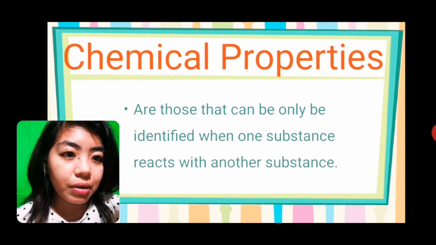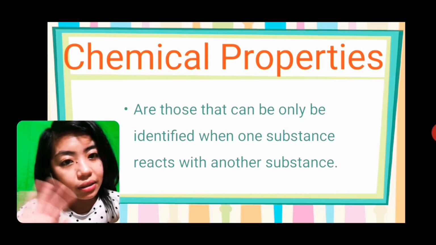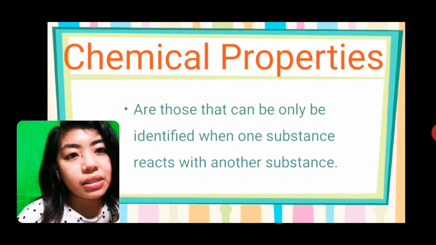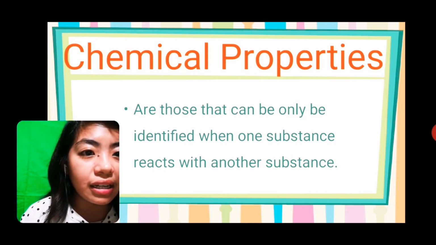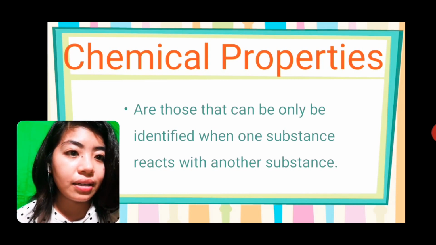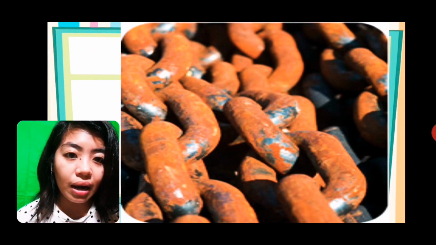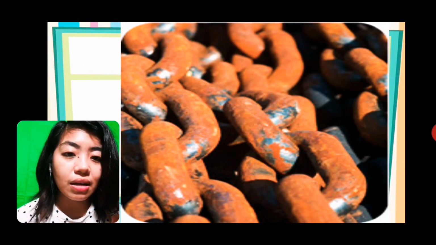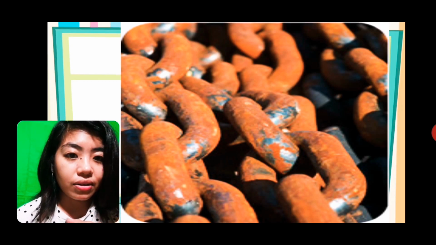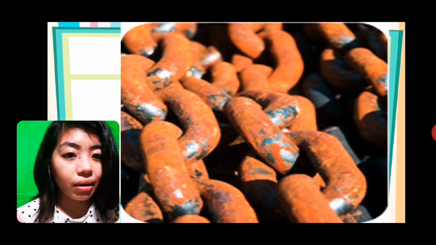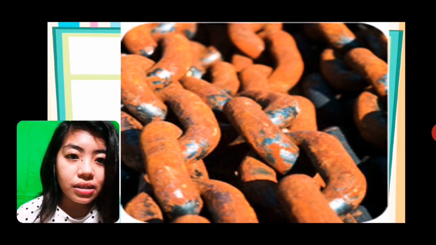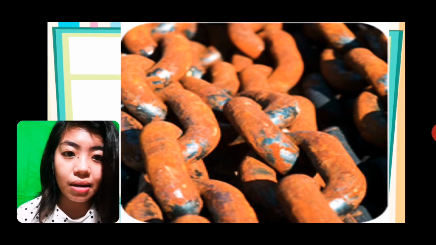Next are the chemical properties. What I mentioned before this slide are all physical properties. Chemical properties are those that can be identified when one substance reacts with another substance, or a reaction happens that causes a change in matter. For example, rusting of iron, the rusting of chains and metals. That is because of chemical properties, or a chemical change that happened in the matter.